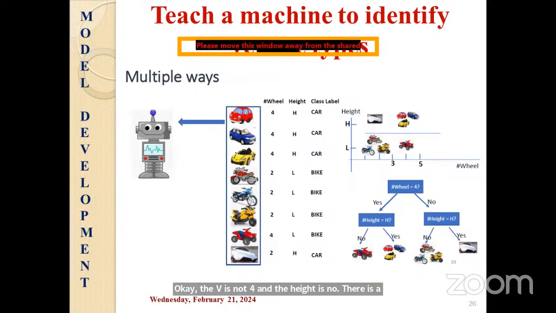So for classifying your car and bike on two features, they have come up with this algorithm for the given data set. This is how the learning happens, and then it will come up with the rules.